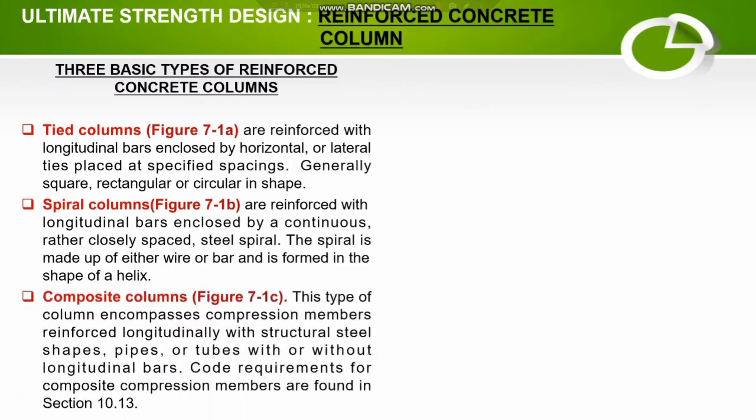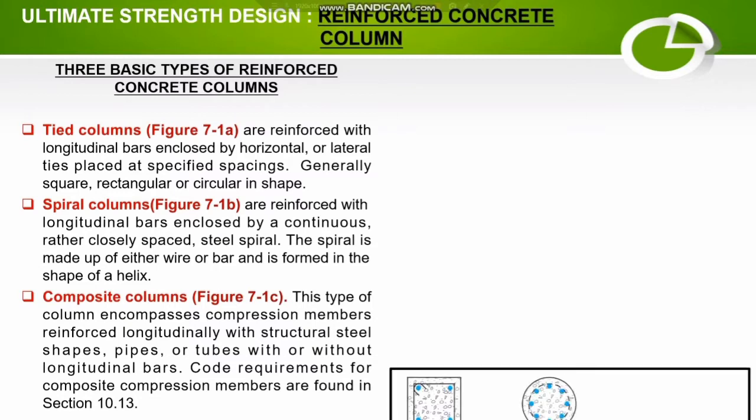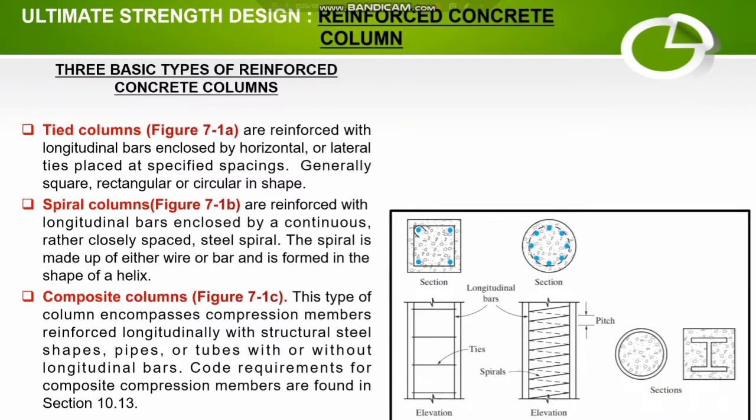The third type of reinforced concrete column is the so-called composite column. This type of column encompasses compression members reinforced longitudinally with structural steel shapes, pipes, or tubes, with or without longitudinal bars. Code requirements for composite compression members are found in section 10.13.